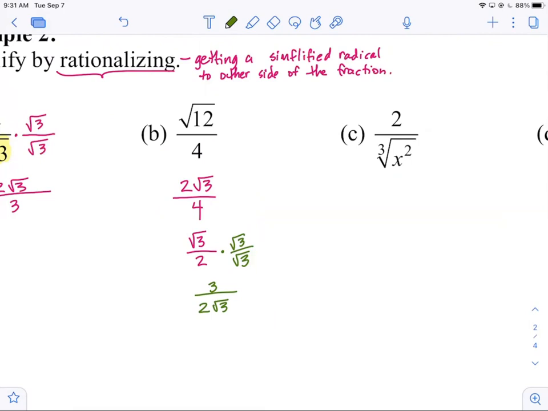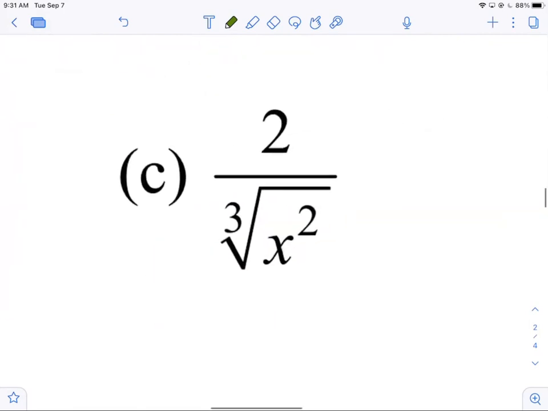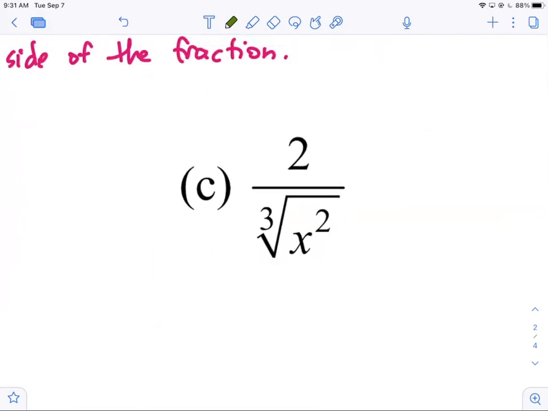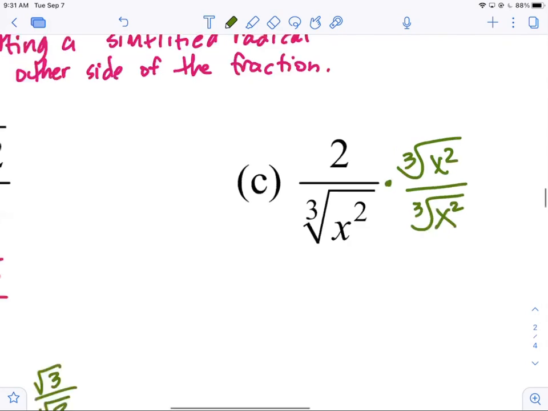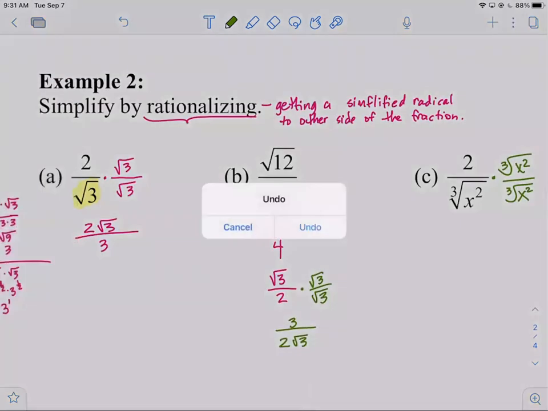Okay. Now, look at part C. I have a variable. That's what's different about this one, among other things, such as this is not a square root. Now, this is a cube root. Okay. Which makes it a lot harder. Maybe a lot more fun. Do you think I'm going to multiply by the cube root of x squared over the cube root of x squared? Well, let's see. I can't simplify the radical.